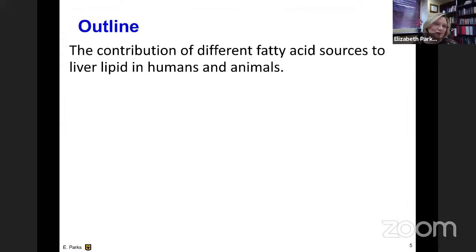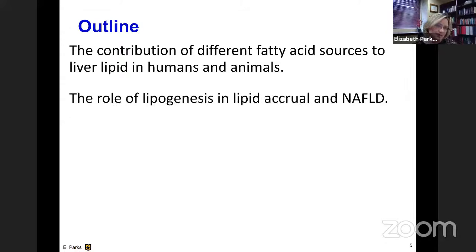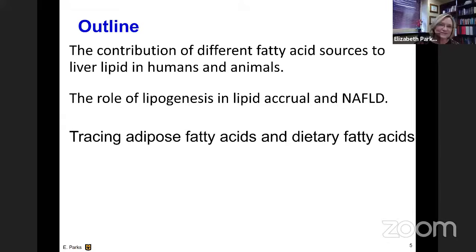So what are we going to do? We're going to talk about the contribution of different fatty acid sources to liver lipid in humans and animals. We're going to discuss the role of lipogenesis in lipid accrual in the liver and in non-alcoholic fatty liver disease. I'm going to trace adipose fatty acids and dietary fatty acids into the liver.